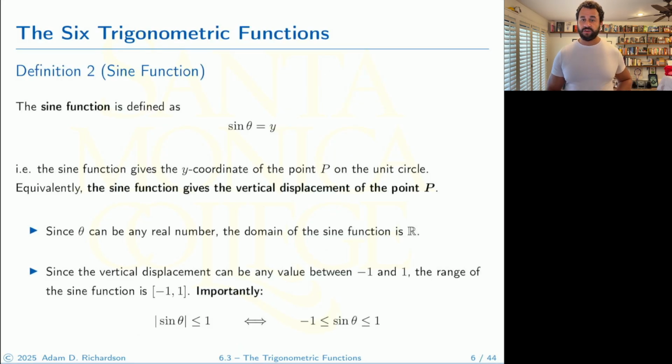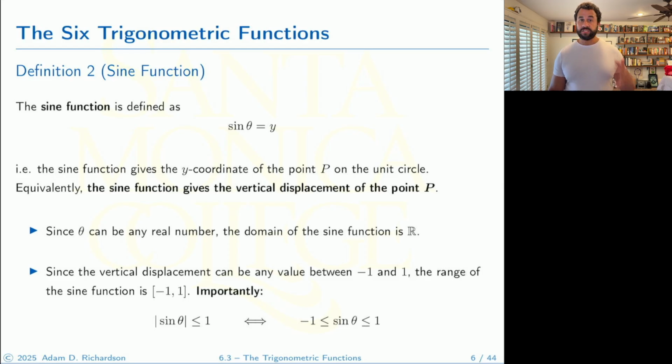Okay, now let's define these functions more specifically. There are 6 trigonometric functions, and they all start with sine and cosine. So the sine function is defined as sine of theta equals y, and it's giving the y coordinate of a point P on the unit circle. Equivalently, the sine function is giving you the vertical displacement of that point P, okay? Now, remember, theta is an angle, and it can be any real number, like we talked about in the previous section, right? The angle can be any real number, and so that means that the domain of the sine function is all real numbers. The sine function can take in any real number, and it will tell you the vertical displacement of that point, whatever that angle is, right?